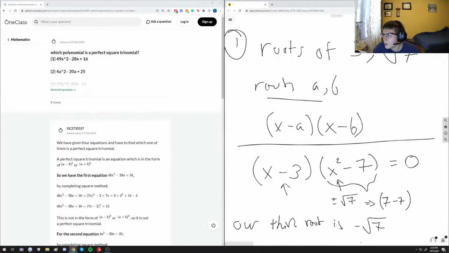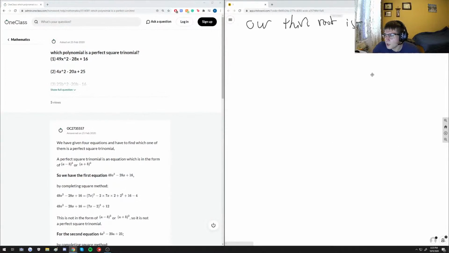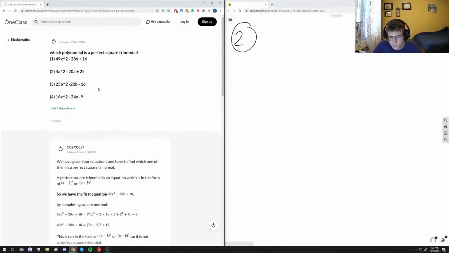Okay, so here we are now dealing with number 2. And number 2 says, which polynomial is a perfect square trinomial? And we are given 4 answer choices, and we have to select the ones that are perfect square trinomials. Now, first we have to define what a perfect square trinomial is.